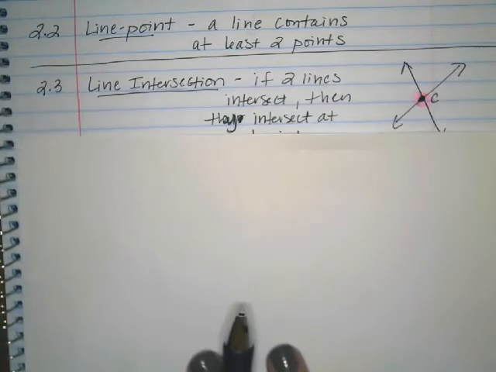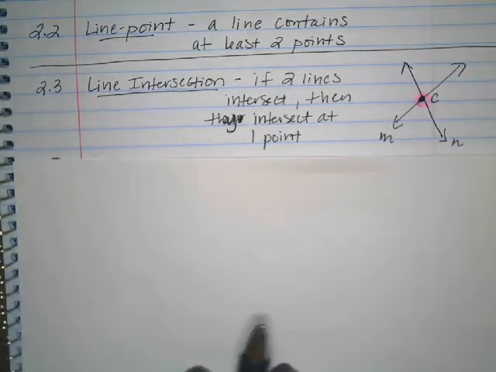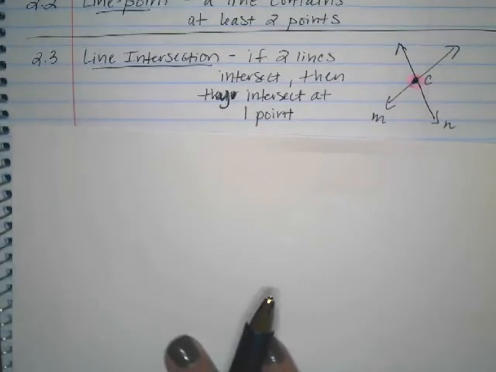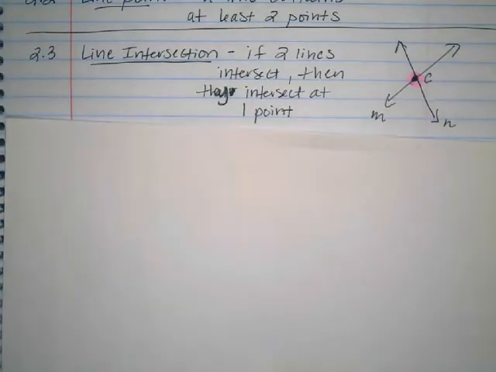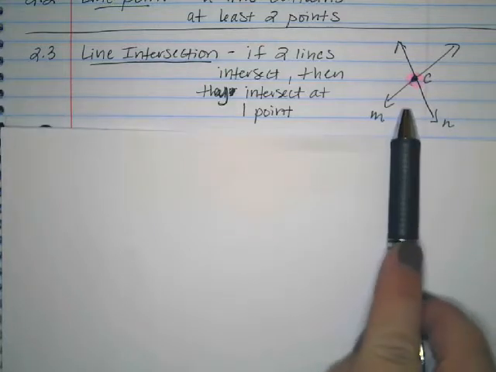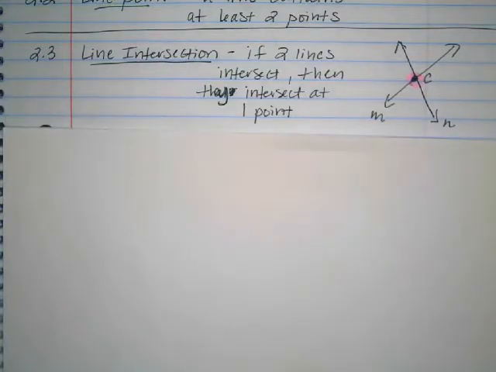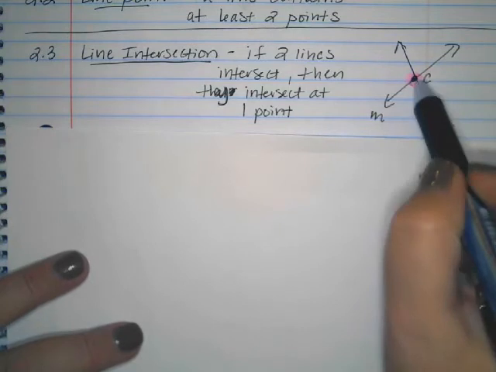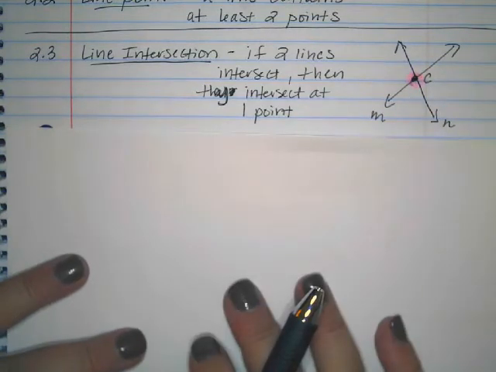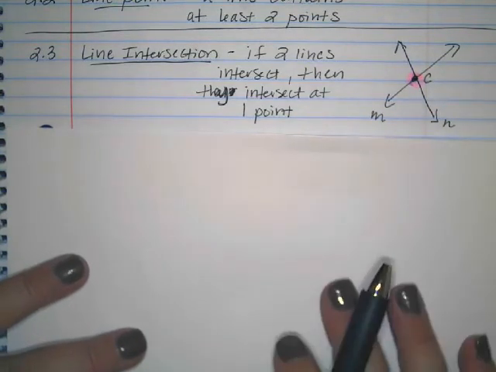And the next postulate is postulate 2.3, and it's called the line intersection postulate. It states that if 2 lines intersect, or run into each other, or cross, just like this, then they intersect at exactly 1 point. So it's like making a letter X. I know that there's going to be exactly 1 point right there. So again, I highlighted that.